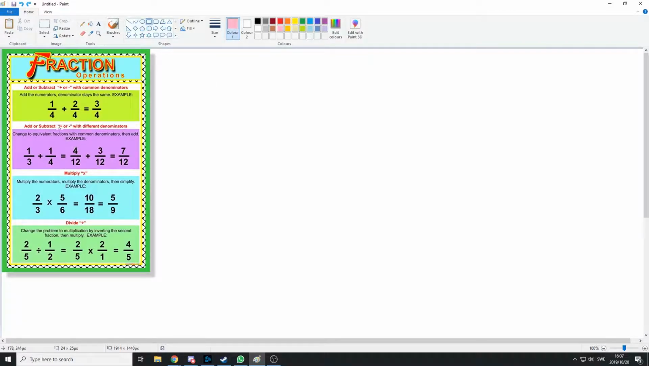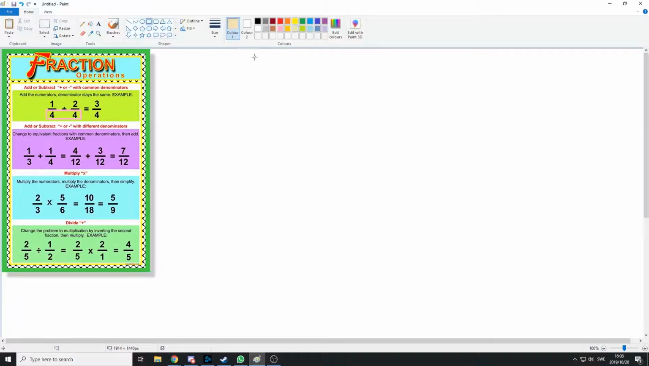If the numbers that I have at the bottom of my fraction are the same, then I can literally just keep them as is and add them, or subtract them depending on the question. So here 1/4 plus 2/4 is 3/4, easy peasy.